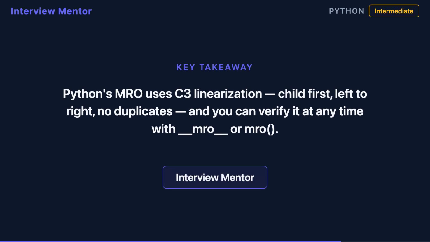Python's method lookup order uses C3 linearization. Child first, left to right, no duplicates. Always use __mro__ to verify your class hierarchy.